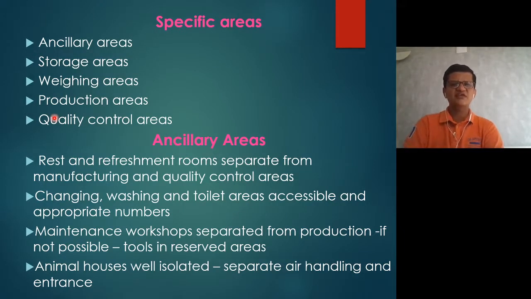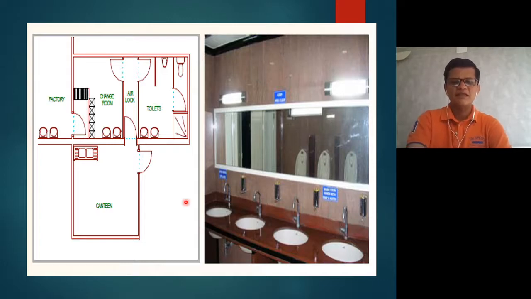Now, there are special areas like ancillary areas, storage areas, weighing area, production areas and quality control areas. The ancillary areas should be separate from the manufacturing and the quality control areas. Changing, washing and toilet areas should be accessible, with appropriate numbers. The maintenance workshop should be separated from production. If not possible, tools should be kept in a reserved area. The animal house should be separate from the manufacturing area, and there should be proper air handling and temperature control. Here you can see that the toilets are on the opposite side of the change room, so they should not affect our product.